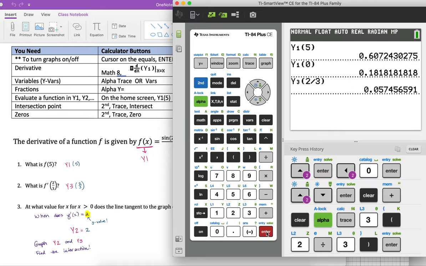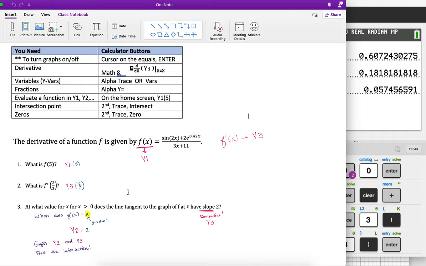So our next question is, at what value for x, for x greater than 0, does a line tangent to the graph have slope of 2? Remember, slope is the derivative, right? And our derivative is in y3. And we're saying the derivative is 2. So if you notice right here, this is saying f prime of x will equal 2, which makes that a y value.